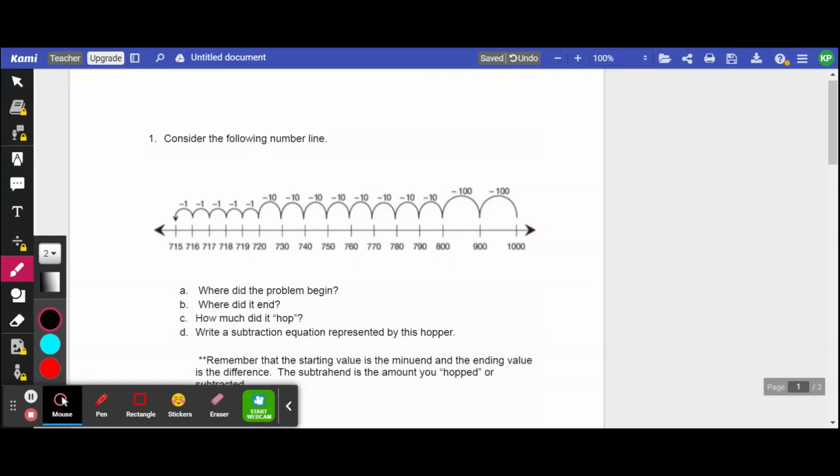Okay, with today's Try It section, we are going to be looking at this number line for number one. The very first question says, where did the problem begin? So to figure that out, we're going to look at the actual hops along the number line, and we see the arrow is moving to the left.